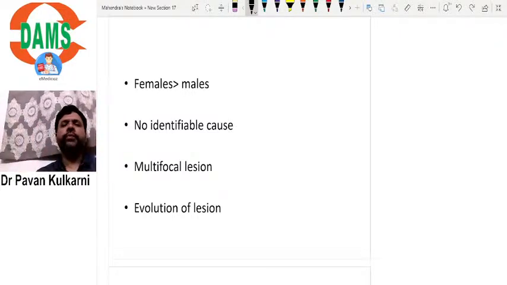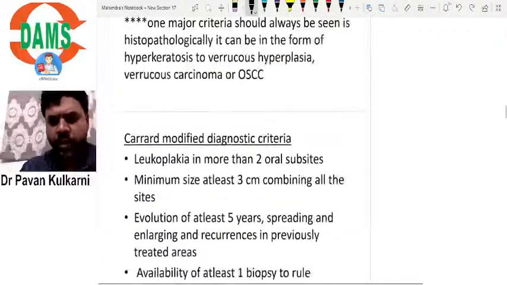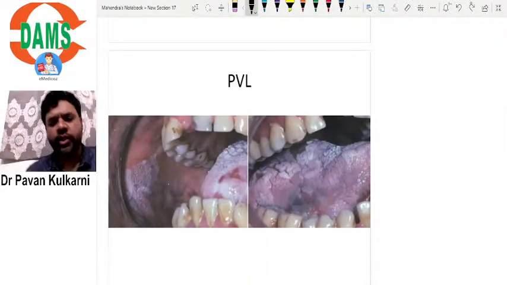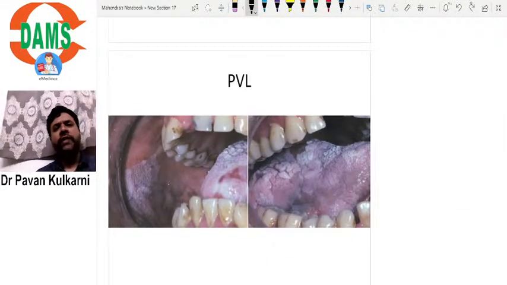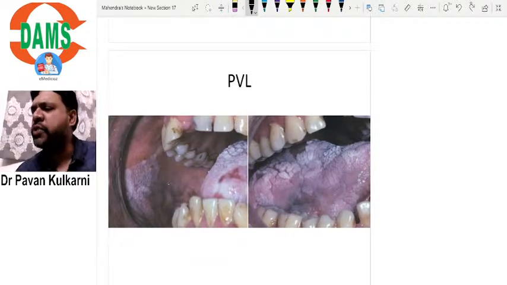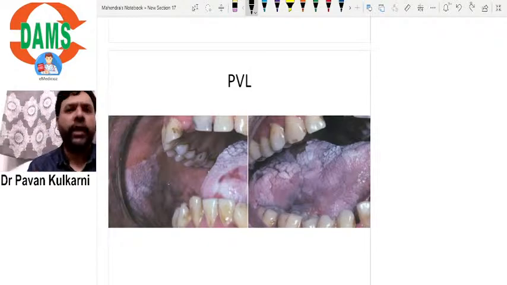A patient has come to you, particularly a female patient, and you are seeing a white patch. Remember, it is not a single white patch, it is a multifocal lesion. What do you mean by multifocal lesion? I'll show you an image, you'll understand. I am able to see white patches on the floor of the mouth, buccal mucosa, tongue, lateral border of the tongue, dorsal surface, ventral surface. So many areas I am able to see the white patch. This is a multifocal lesion.